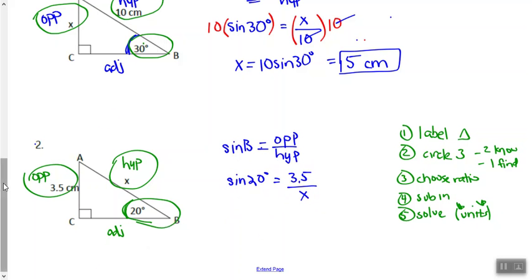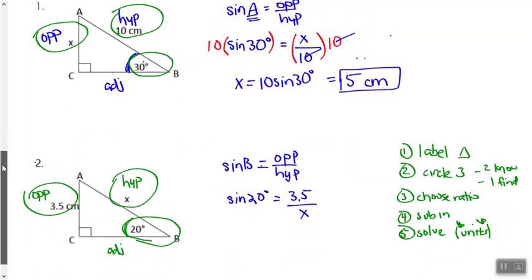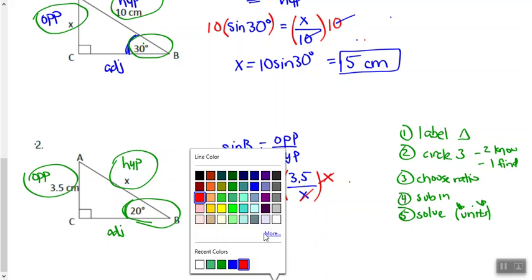All right, so this is very similar but slightly different to our last one. x was on the top in the numerator in my previous example, and now it's in the denominator. So remember, when x is in your denominator, you will need to get it onto the top. It's on the bottom, we need it in the numerator, so let's multiply by x on this side to get it off of the denominator. What I do to one side, I also have to do to the other. So I get x times sine 20 equals 3.5.